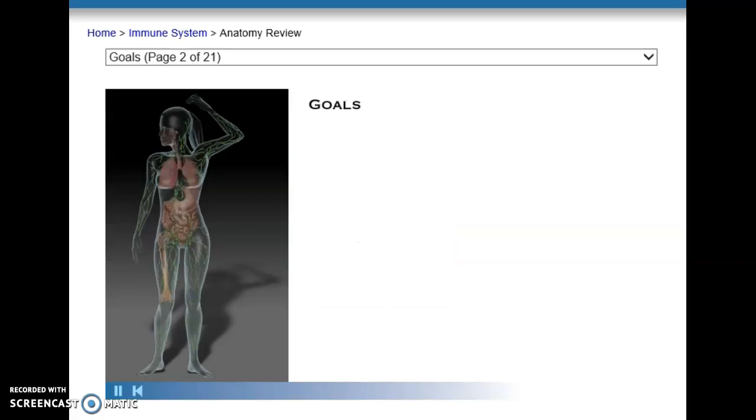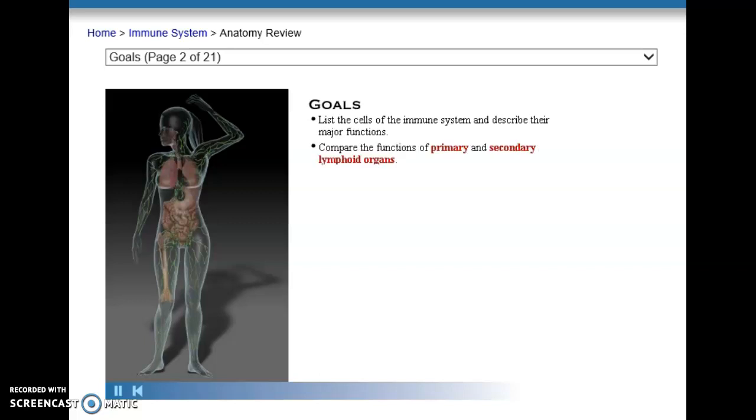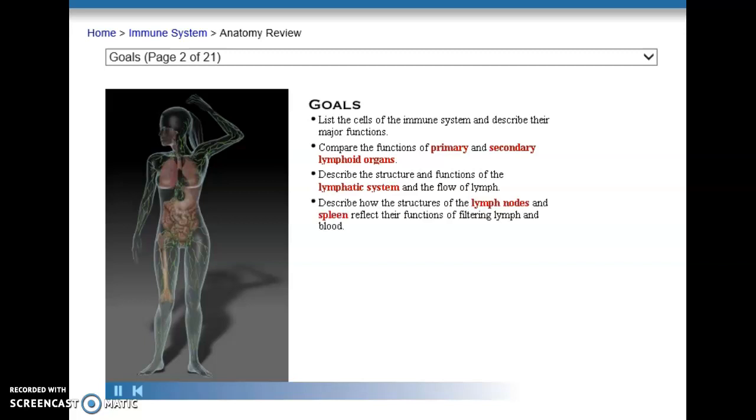Your goals for learning are to list the cells of the immune system and describe their major functions, to compare the functions of primary and secondary lymphoid organs, to describe the structure and functions of the lymphatic system and the flow of lymph, to describe how the structures of the lymph nodes and spleen reflect their functions of filtering lymph and blood, to describe the structure and functions of MALT, to describe the structure and functions of the thymus.